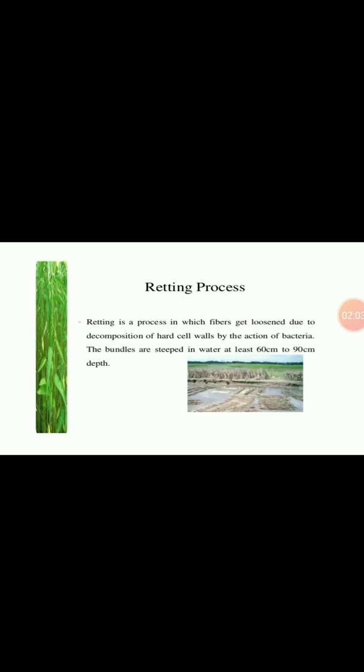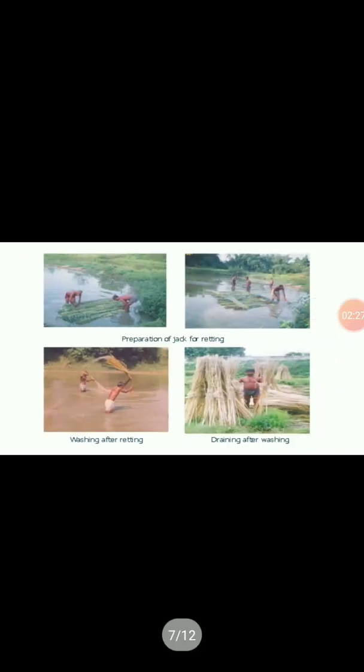is called retting. Retting is the process in which these plant stems are soaked in water, where they are decomposed by microorganisms, and the threads of the jute plant are loosened, and we are going to obtain the jute fiber from it.